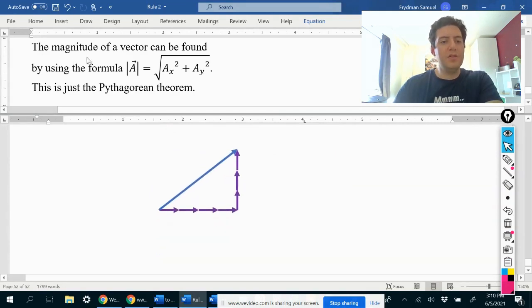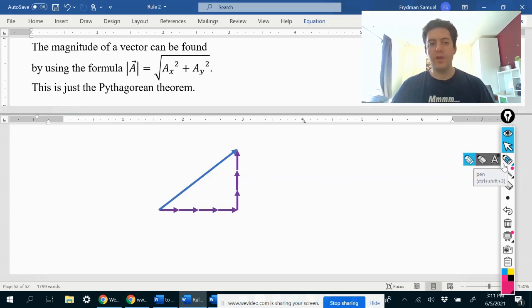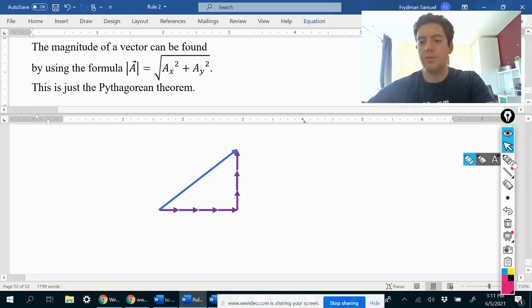So the magnitude of a vector can be found by using the formula: the magnitude of A is equal to the square root of the x component of A squared plus the y component of A squared. And really, this is just the Pythagorean theorem. So first of all, I need to explain some notation.